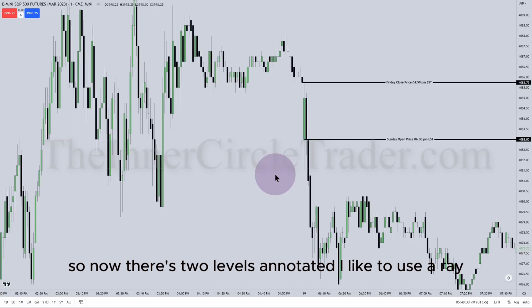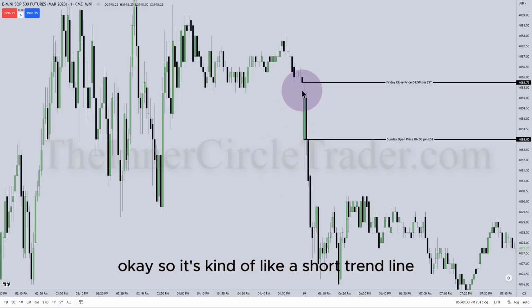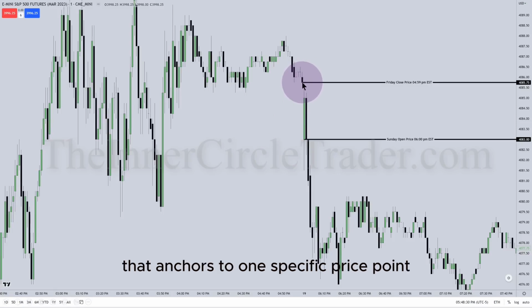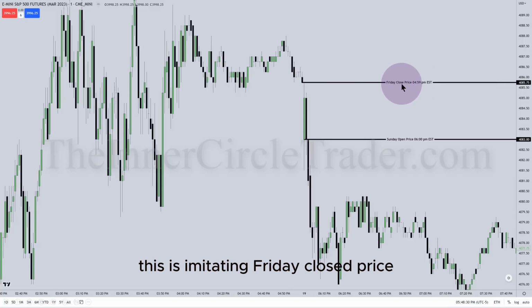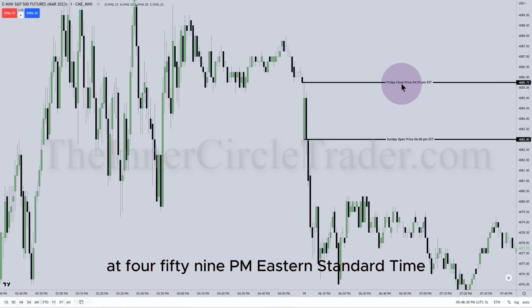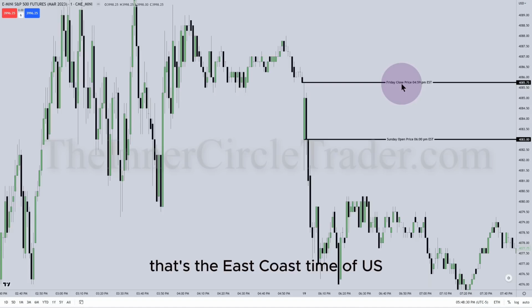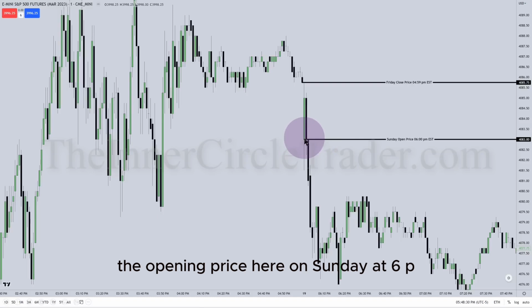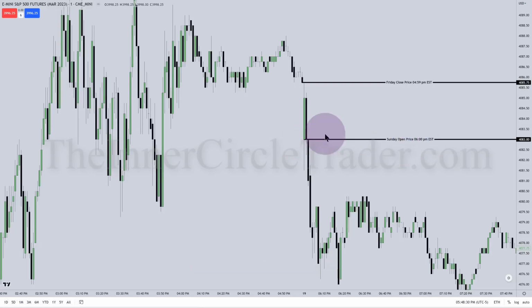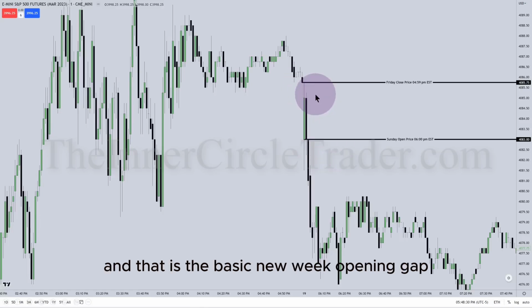So now with those two levels annotated, I like to use a ray. It's kind of like a short trend line that anchors to one specific price point and just projects to the right. This is annotating Friday close price at 4:59 p.m. Eastern Standard Time. That's the East Coast time of the U.S. The opening price here on Sunday at 6 p.m. Eastern Standard Time. So there's our two reference points, and that is the basic new week opening gap.